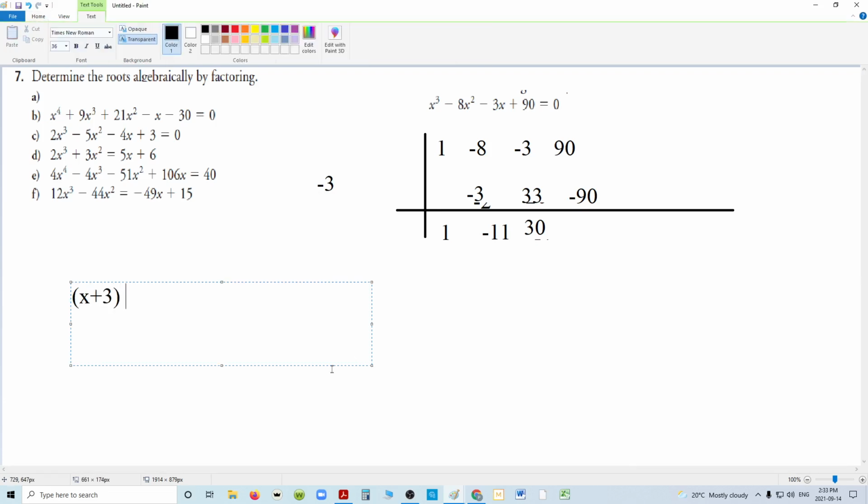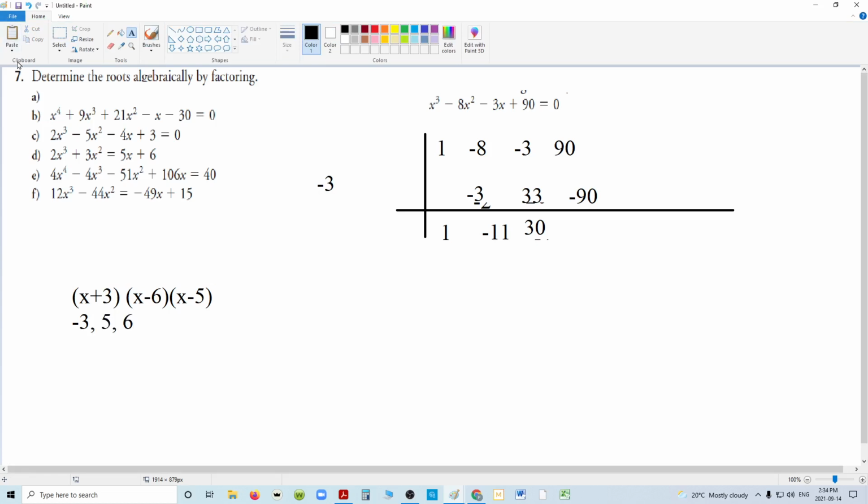And I'm left with x squared minus 11x plus 30. A number that multiplies out to 30 and adds up to minus 11. So we're talking about two minus numbers. It's not 3 and 10, it's 6 and 5. Which means the roots are minus 3, 5, and 6 in order. So that's the answer to A.